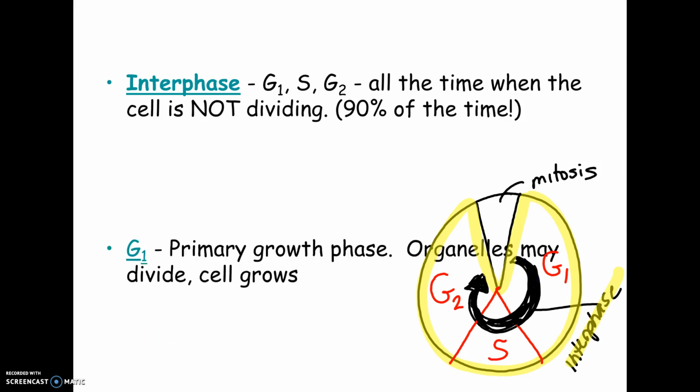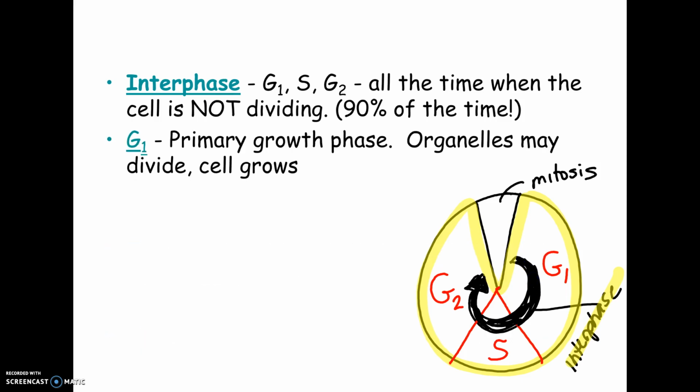G1 stands for primary growth. This is when the cell has first been born. Think of a brand new cell. It's probably going to be smaller because the cell just came from a cell that was dividing. It needs to probably make some more mitochondria, build some more membrane, make some more cytoplasm. So the cell is going to grow mainly during this particular phase.